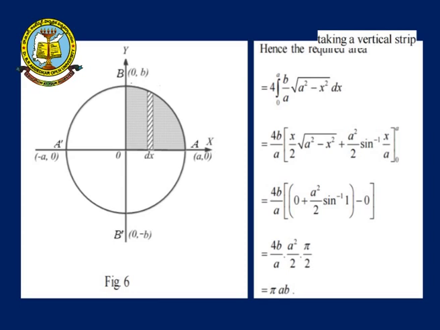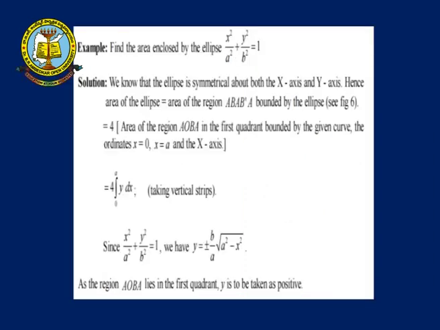Previously I identified simple curves. Now the first example I am taking is: find the area enclosed by the ellipse x square by a square plus y square by b square equal to 1. It is symmetric about the x axis and y axis, and based on that symmetry you can identify the areas. Two methods can be used, converting into dy or converting into dx.